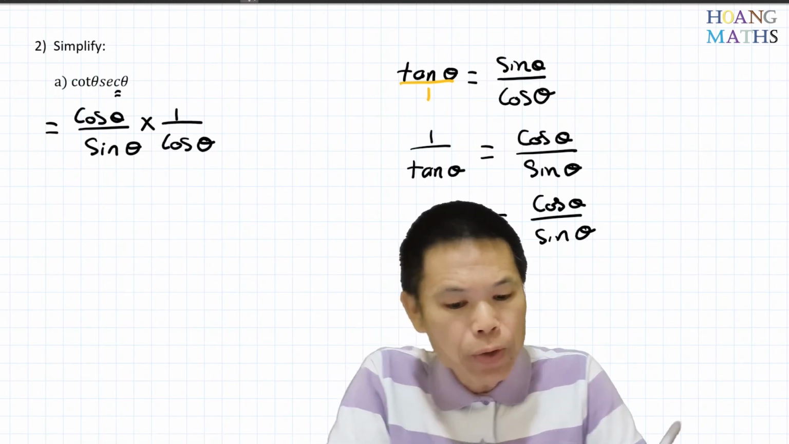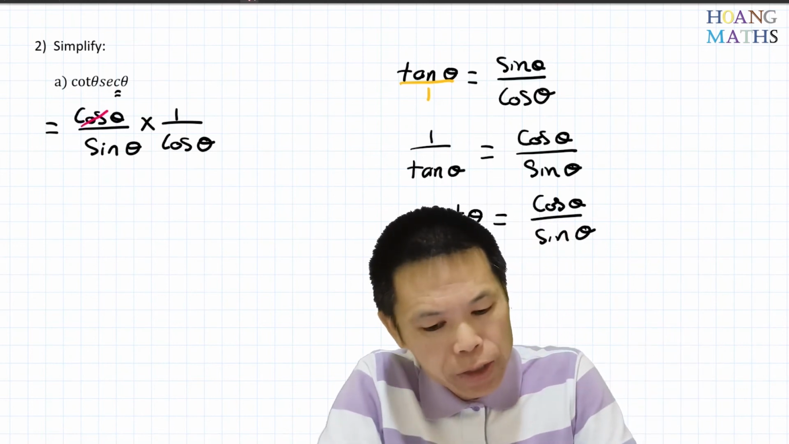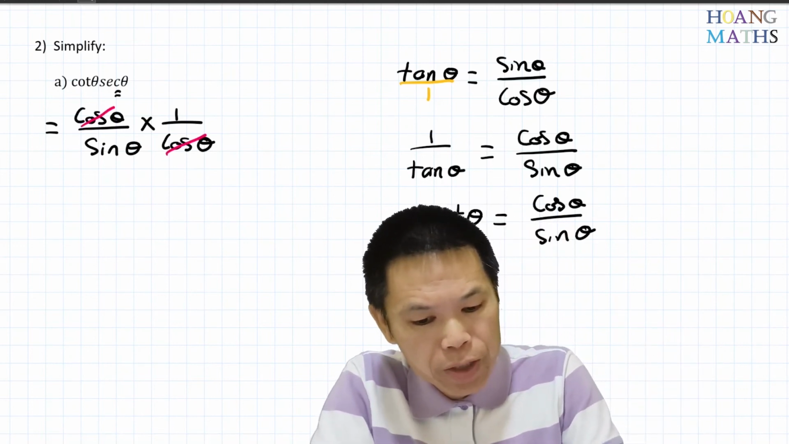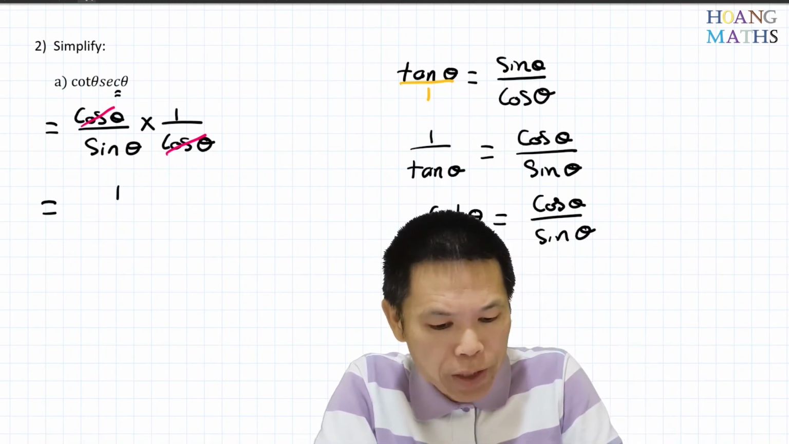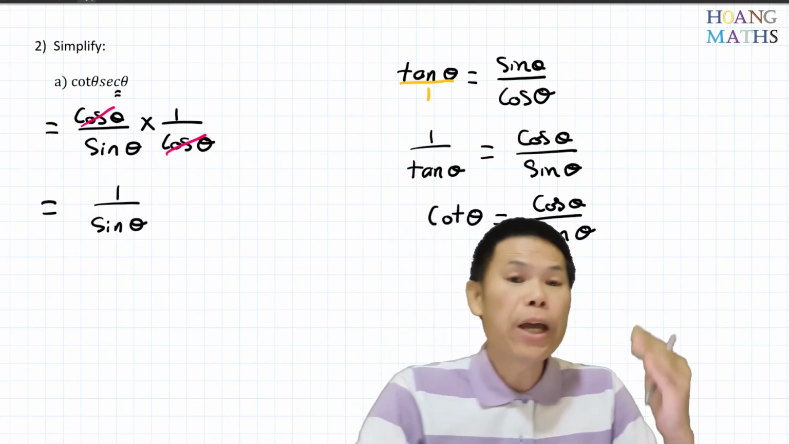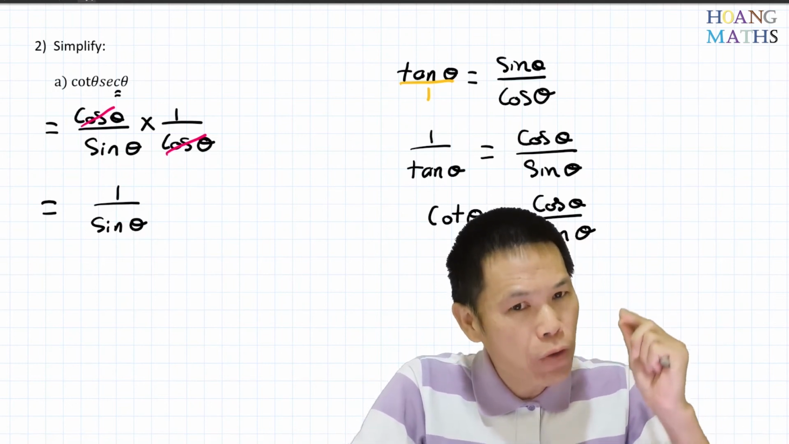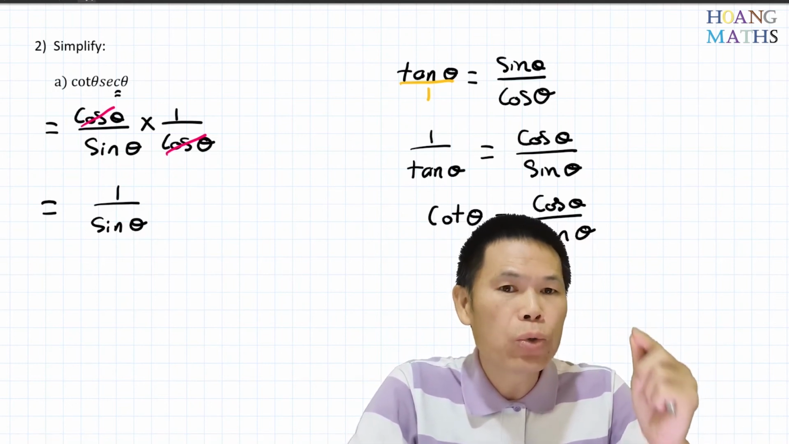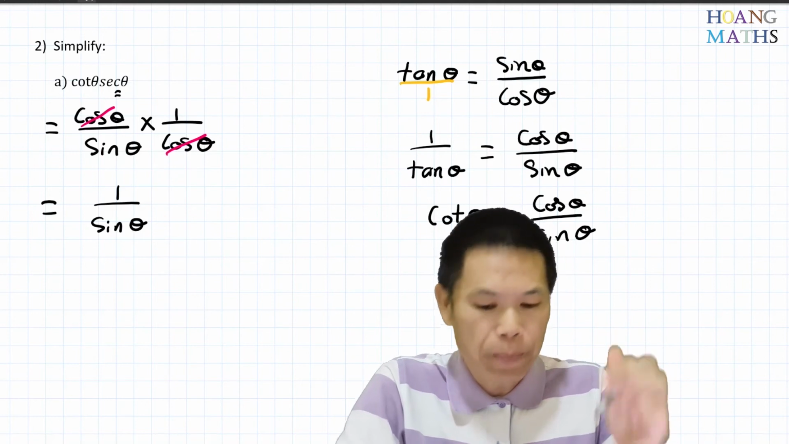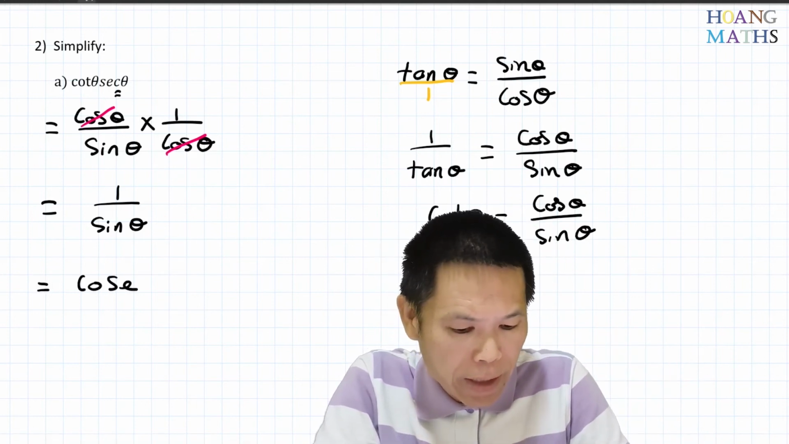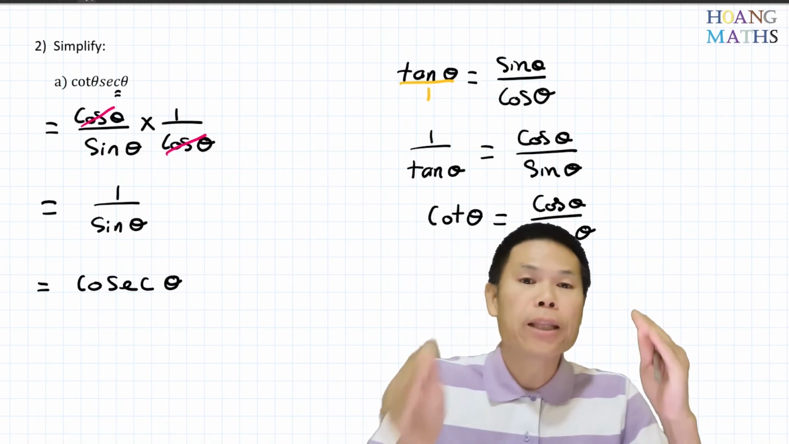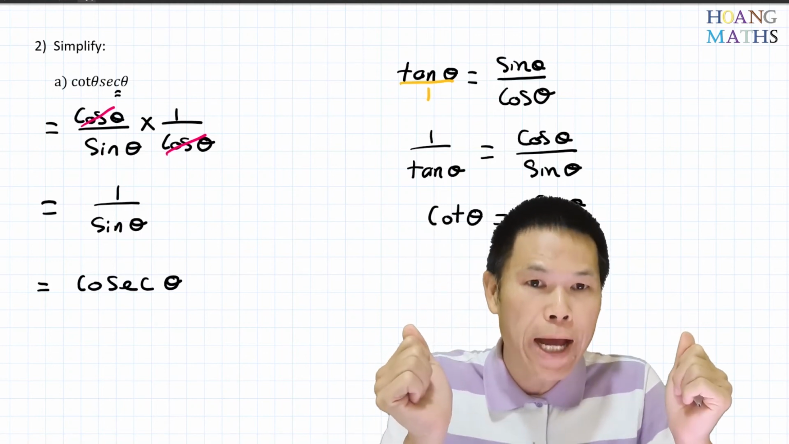So now what we do, we just simplify. So these two can simplify out. So that will give me 1 over sine of theta. There you go. But then 1 over sine of theta is equal to cosec of theta. Okay, so that is equal to cosec of theta. So the third letter to help you to remember, okay?